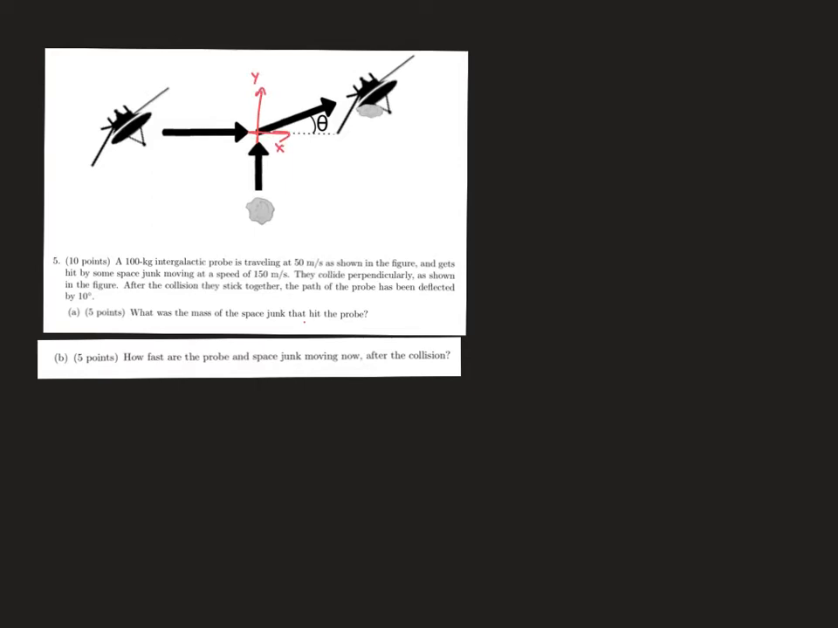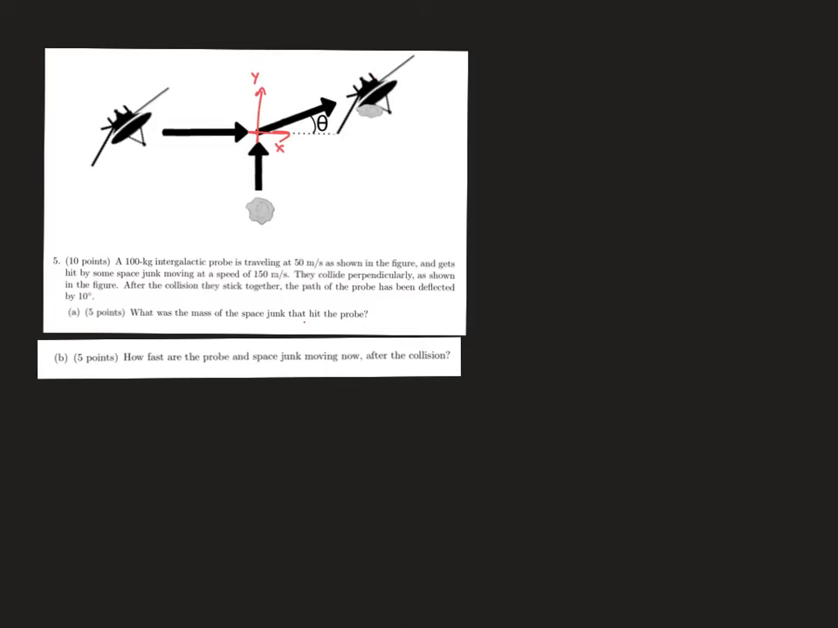So if these are the axes we're going to use, x, y, then the probe is traveling directly along the x direction. The asteroid, the space junk, has a mass and a speed of 150 meters per second, and it's going along the y direction only. They collide perpendicularly, so that's why I know that I could put that coordinate system right there at the right angle. After the collision, they stick together, and the path of the probe has been deflected by 10 degrees. So this angle right there is 10 degrees, and you can see that they are stuck together now.